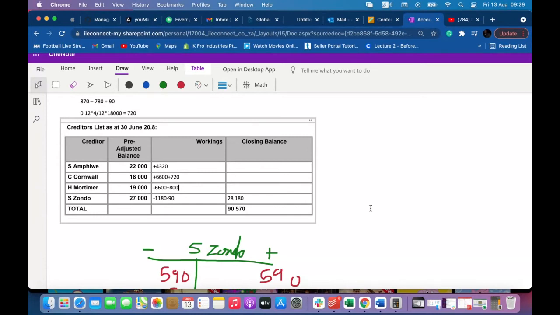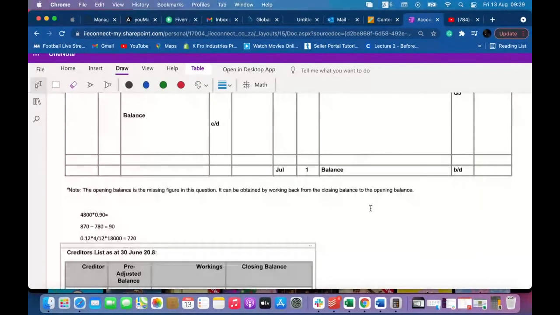Okay, so the problem here is that RD check should not be there. It's not supposed to be there. This is only something that happens in the debtor's control.